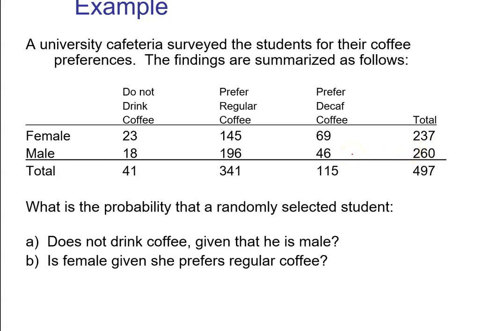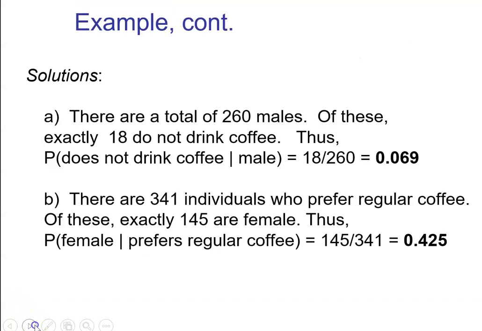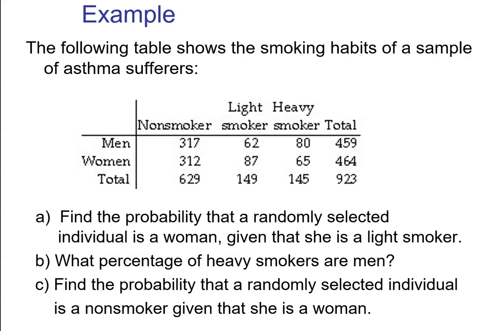Next part, B, is female, given that she prefers regular coffee. There are 341 individuals who prefer regular coffee, and of those, exactly 145 are female. Thus, the probability that a student is female, given that they prefer regular coffee, is 145 over 341, which is 0.425.